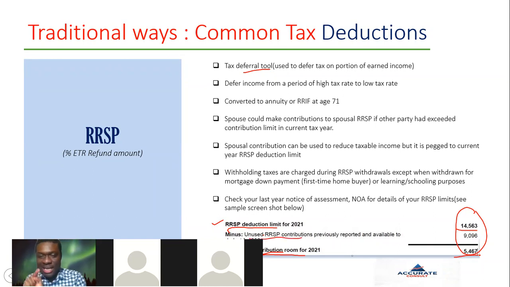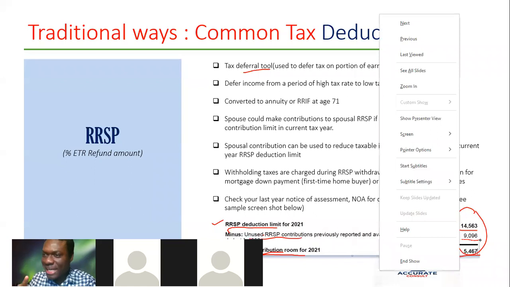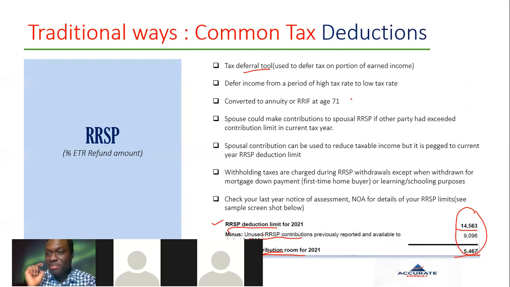Unused in the sense that, for example, maybe this client contributed this amount in 2020, but decided that because my taxable income this year is low and the tax rate is low, it won't benefit me to claim this deduction this year. I don't want to deduct it when my taxable income is low. I want to maximize my RSP when my taxable income is higher, because when your taxable income is higher, you are going to pay a higher tax effectively.